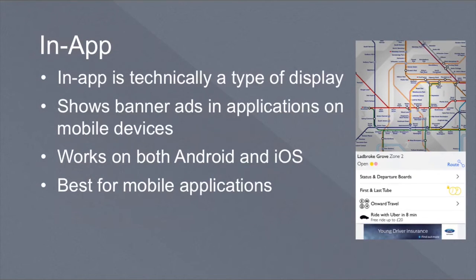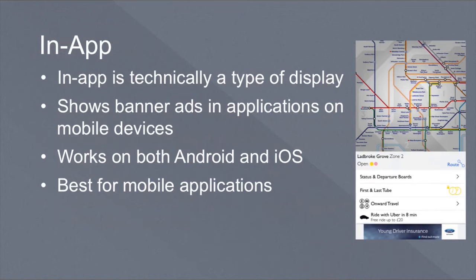You can also do in-app advertising. In-app, everybody with a smartphone will be using probably dozens of different apps. And on those apps, you can buy and sell display ads. So it's part of the Google Display Network. It's a type of display. So it shows banner ads generally.